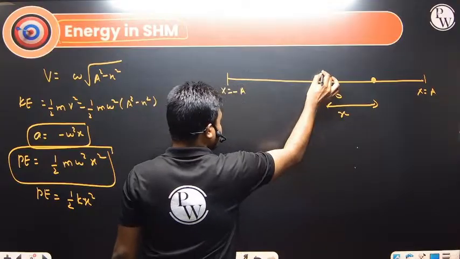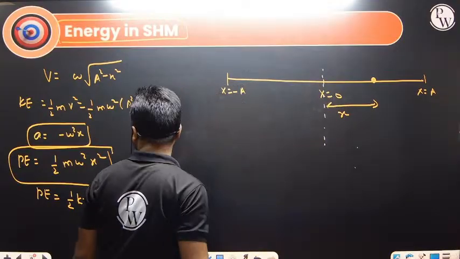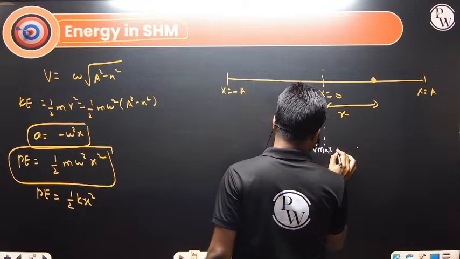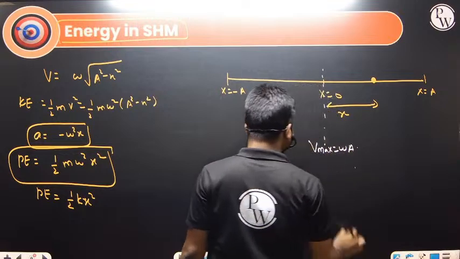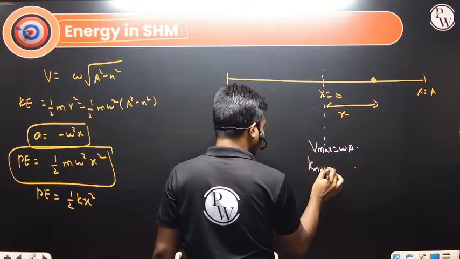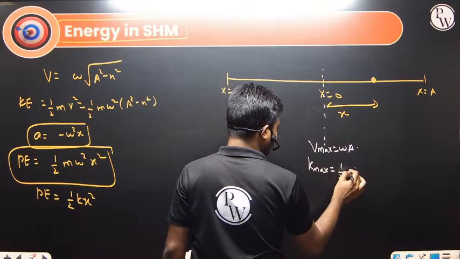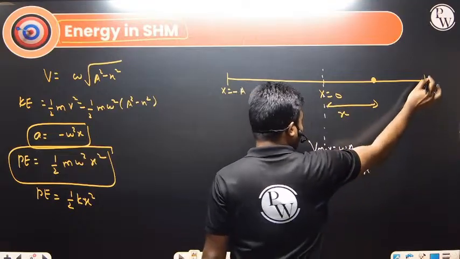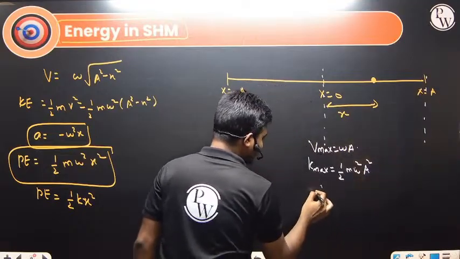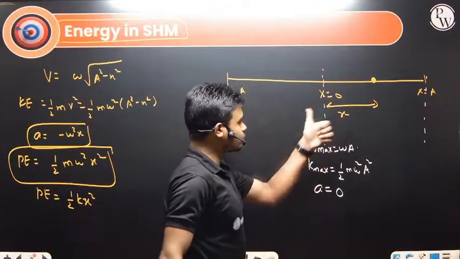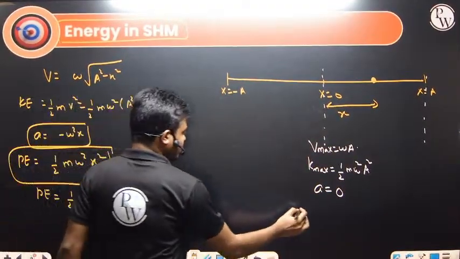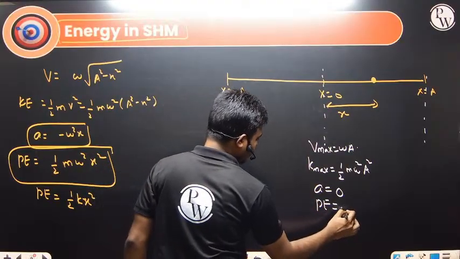So x equals to 0. If I put x equals to 0, I'll be getting velocity maximum, and what is the maximum? Omega multiplied by a. At the same time, kinetic energy is maximum. What is kinetic energy maximum? Half m omega square a square. And what about the acceleration? Acceleration value will be 0 because x value is 0 in this expression. What about the potential energy? The potential energy will also be 0.